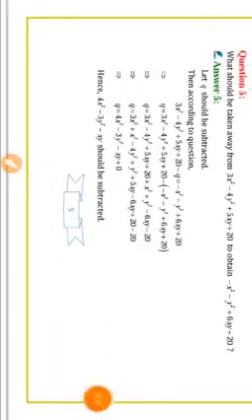So this is about how to add, how to subtract, and how to separate the same variables to add or subtract.